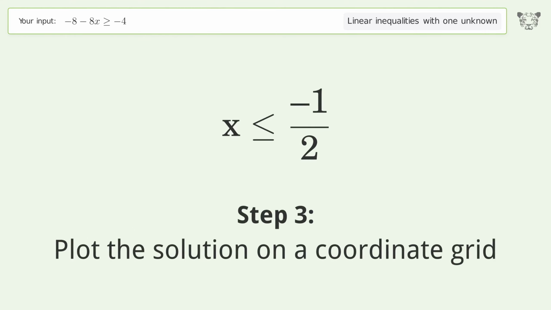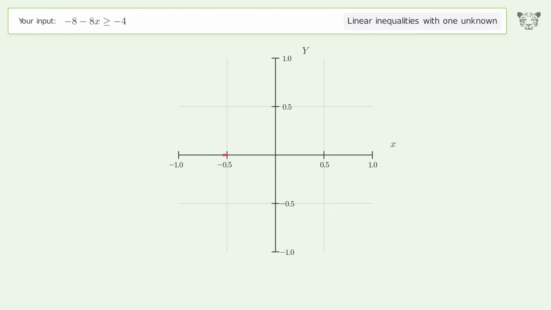Plot the solution on a coordinate grid. And so the final result is x equal or smaller than -1/2.